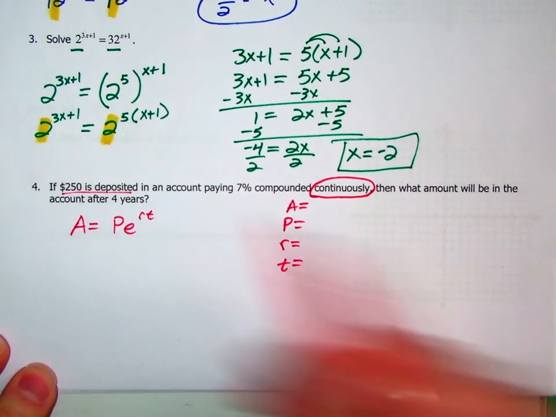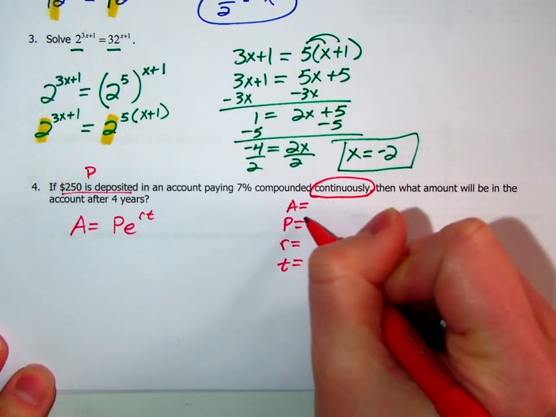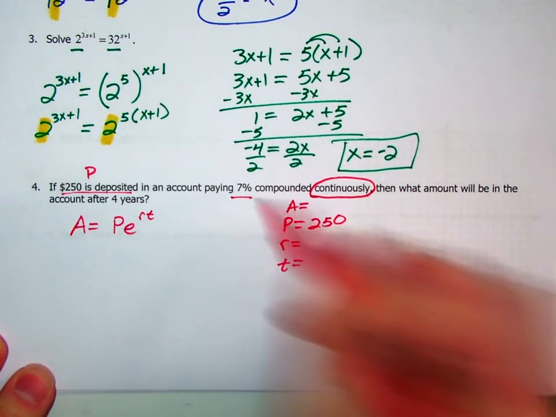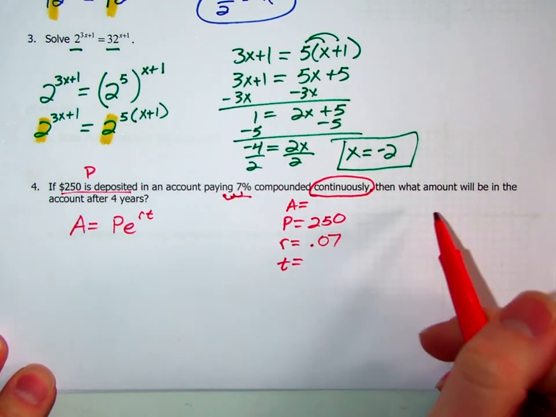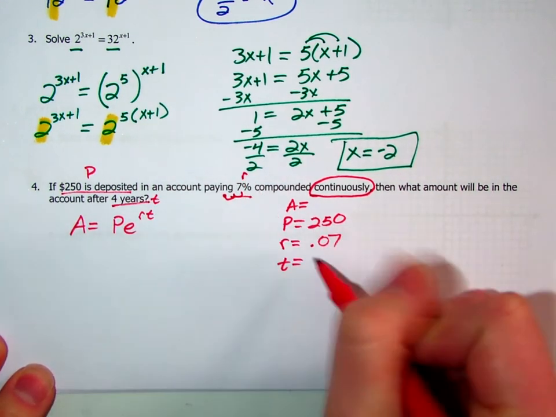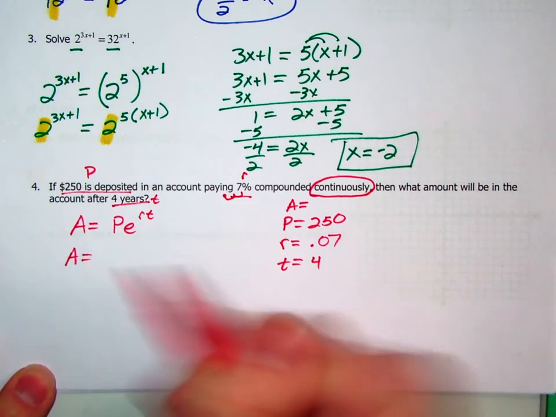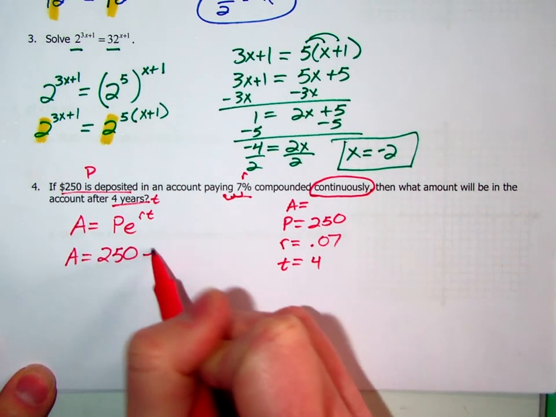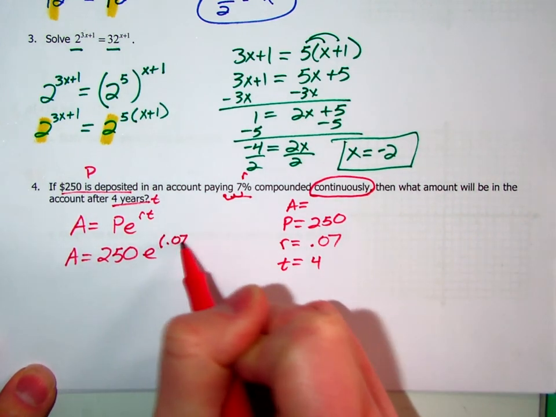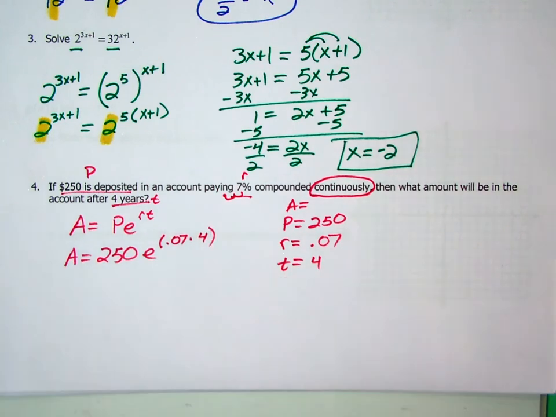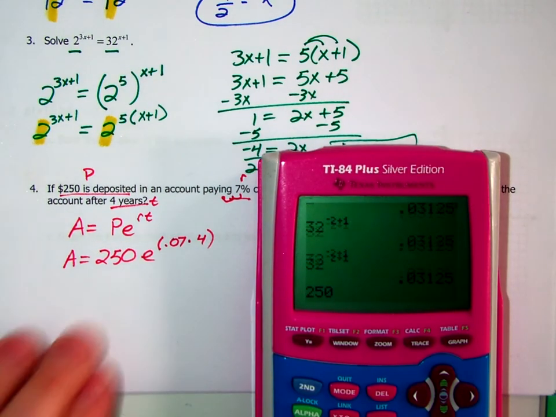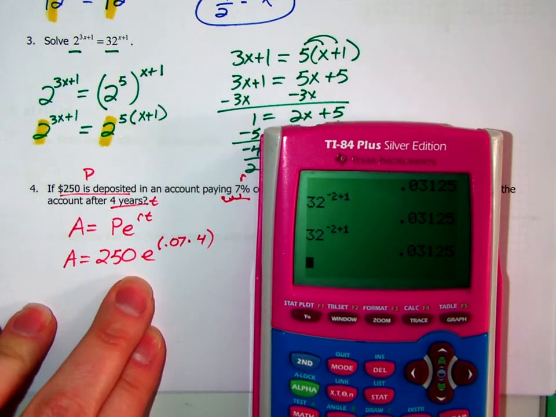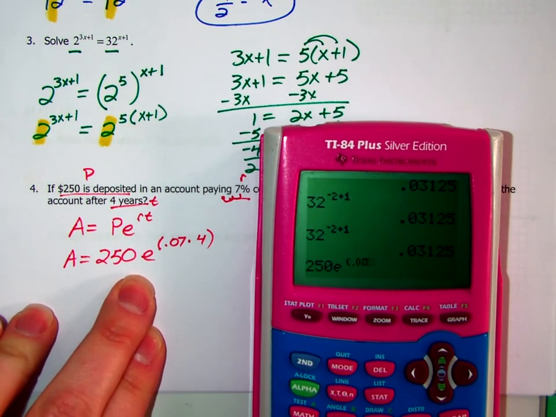Well, we're depositing $250, so that's the principal, that's the starting amount. 7% is the rate, but remember we need to make that a decimal, so that would be 0.07 for my r. And then 4 years is the time, so 4 is my t. So A equals 250 e to the 0.07 times 4. And again, now I can just get out my calculator and go ahead and type that in. So 250 to the, oh, I forgot my e. So 250 e to the 0.07 times 4.